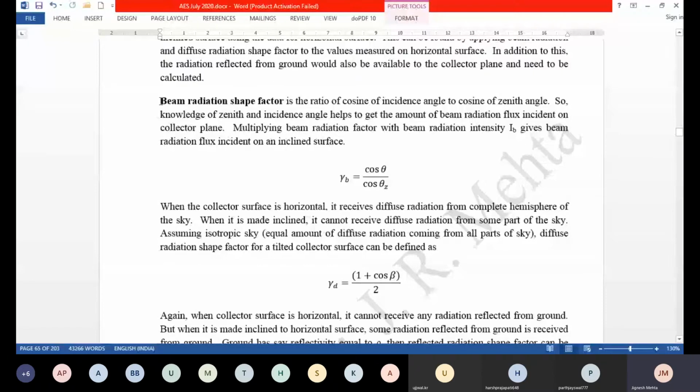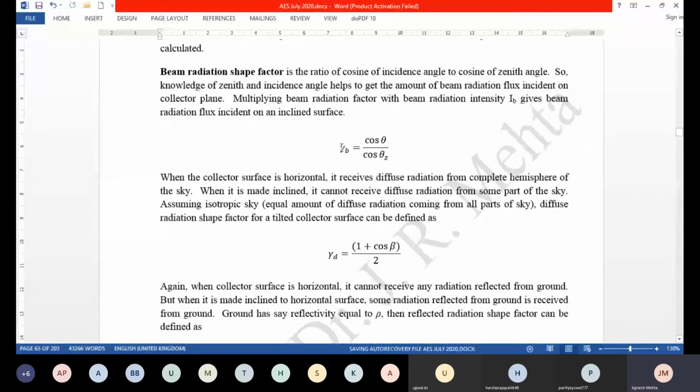So what is that modification? It may be called the beam radiation factor. The beam radiation factor is the ratio of the cosine of the incidence angle to the cosine of the zenith angle. Mathematically you write it like this: gamma b, the beam radiation factor, is equal to cos theta upon cos theta z. So from notations you now know that theta is the incidence angle and theta z is the zenith angle.